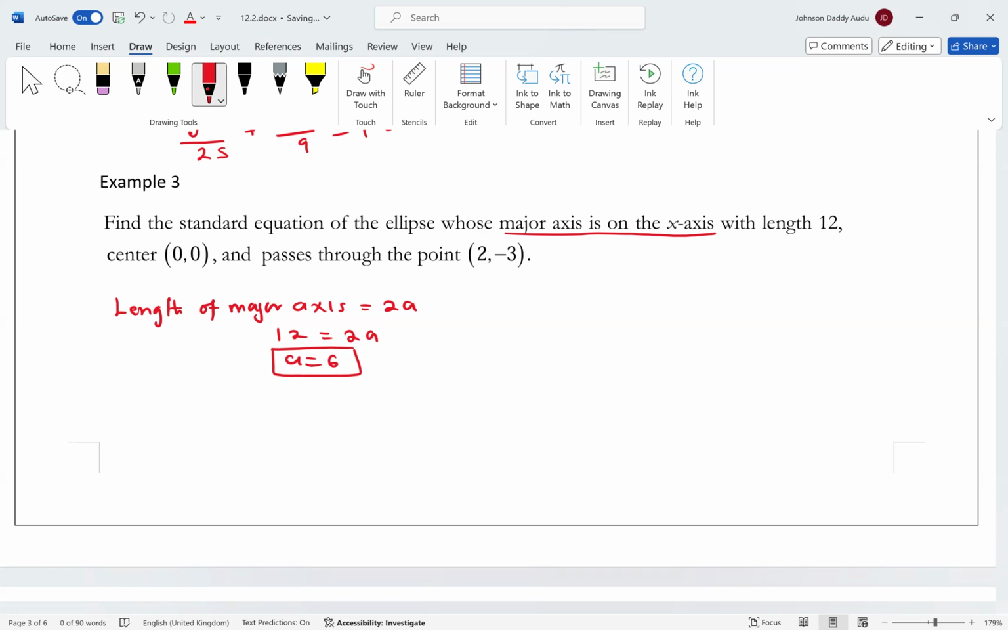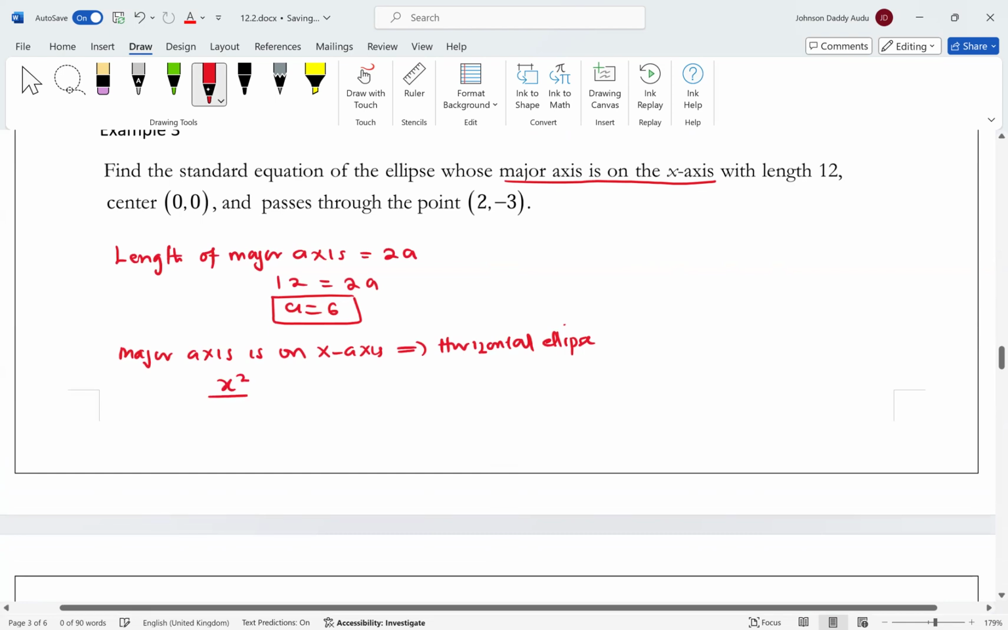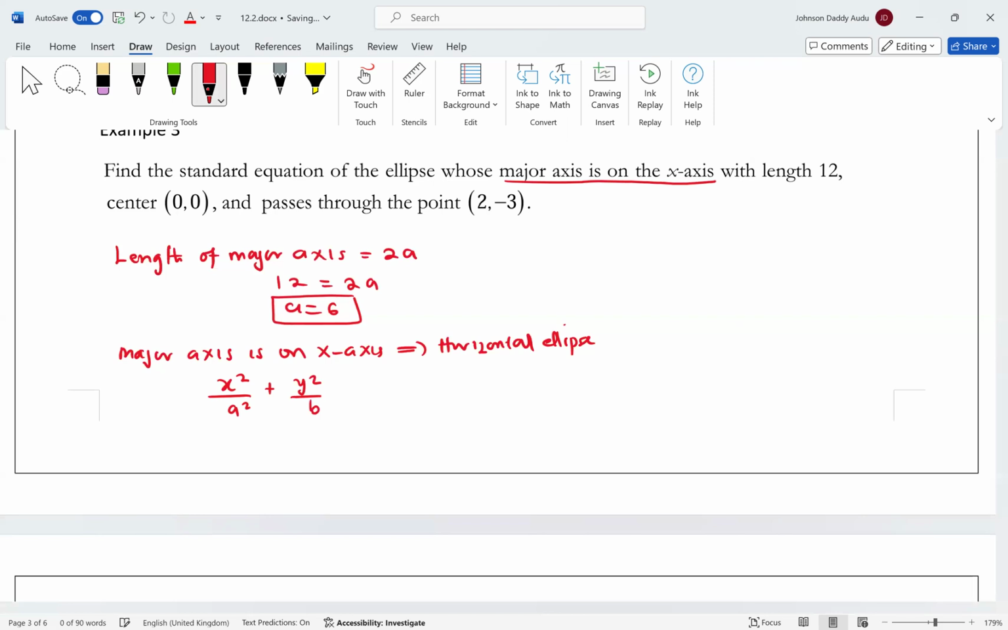We can write: major axis on the x-axis implies that you are dealing with a horizontal ellipse. So the bigger number must be associated with x, so we will have x squared over a squared plus y squared over b squared equals 1. And already we have A from here, so you'll have x squared over 36 plus y squared over b squared equals 1. Right?